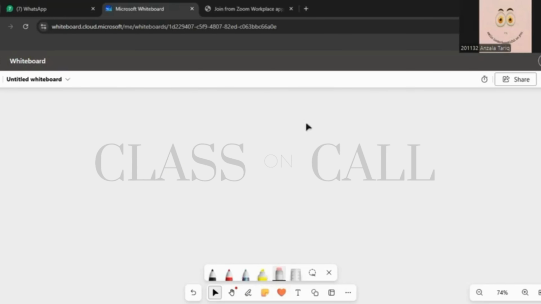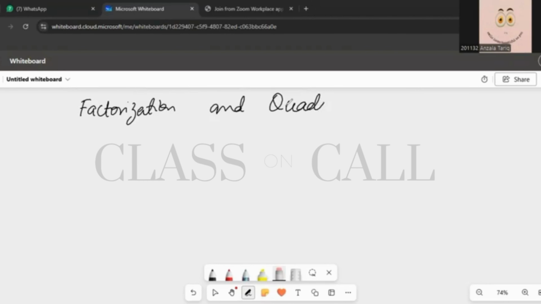So today we are going to learn about factorization and quadratic equation. Okay, so what is factorization? Factorization means breaking an algebraic expression into simpler parts called factors.